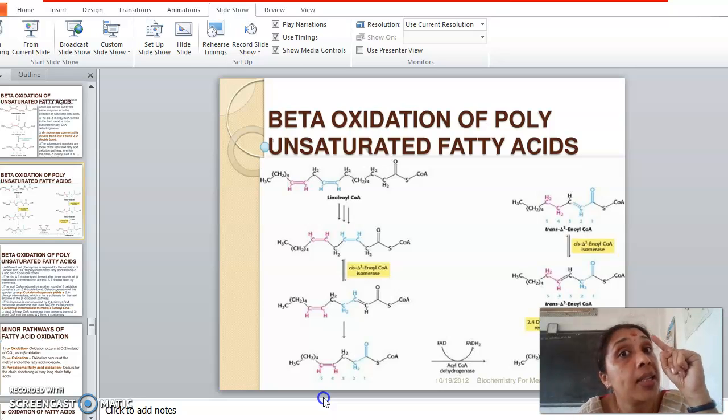NADPH in the body, which pathway synthesizes NADPH? It is the HMP shunt in the carbohydrates. Okay, so one molecule of NADPH comes, and what happens? Two hydrogen atoms are introduced so that the double bond is removed.